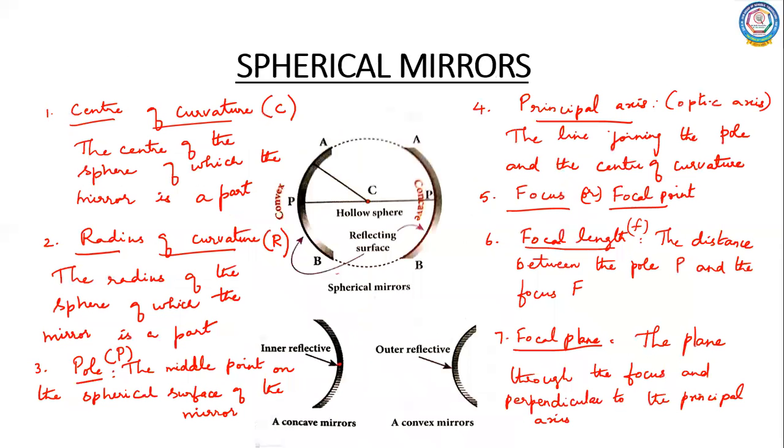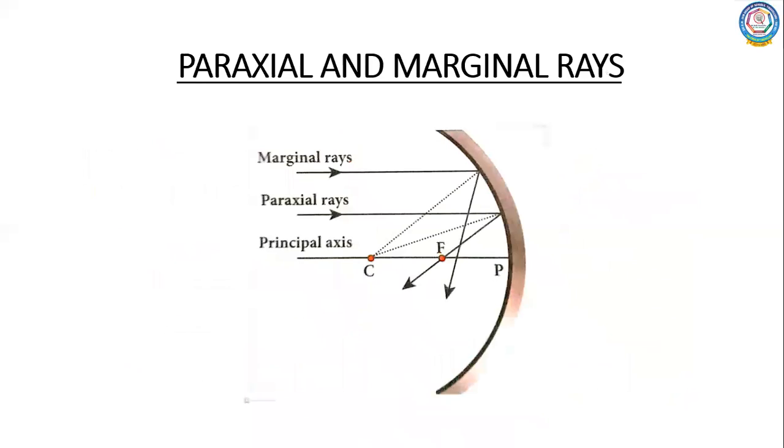So these are some of the terms which you should remember while studying the image formation of spherical mirrors, whether it is a concave mirror or a convex mirror. Is it clear? Now next we are moving on to a very small topic, which is paraxial and marginal rays. So what are these paraxial and marginal rays? Now this is the principal axis, right? We are all familiar with these terms. This is the center of curvature, this is the principal focus, and this is the pole.